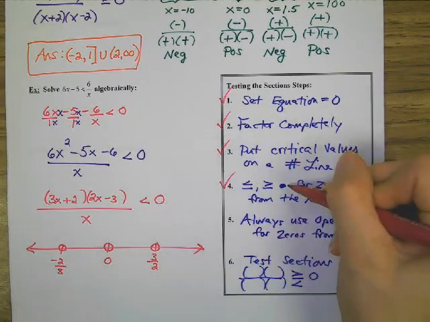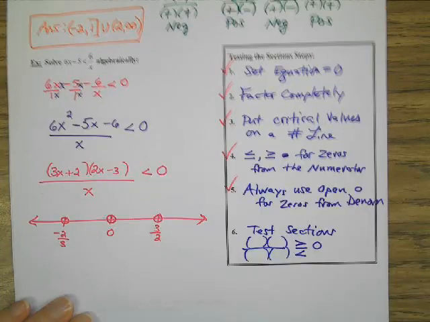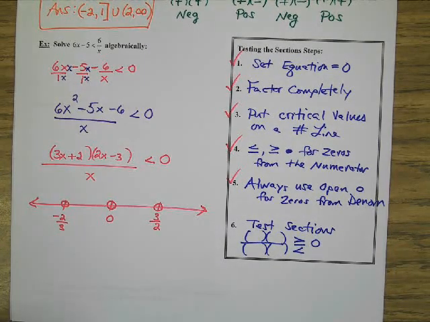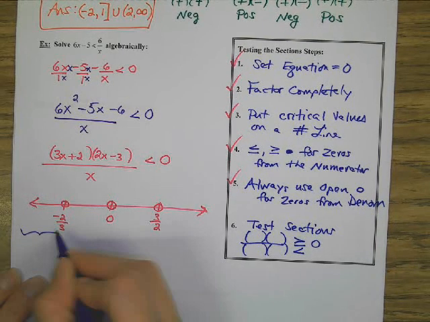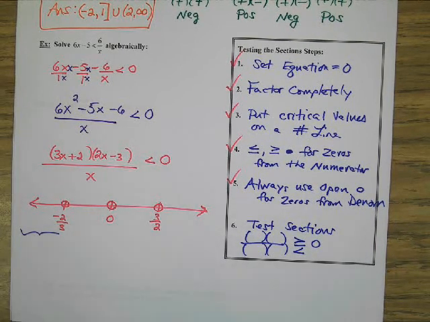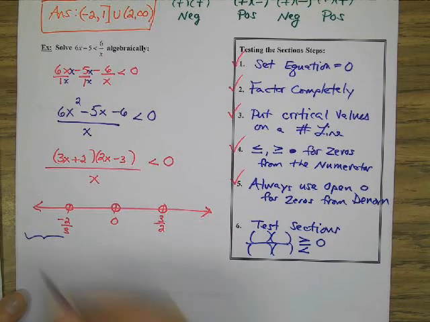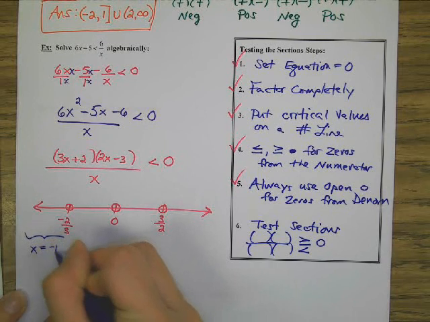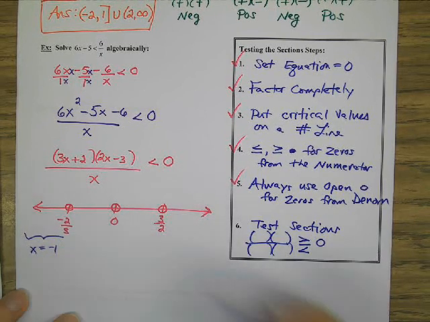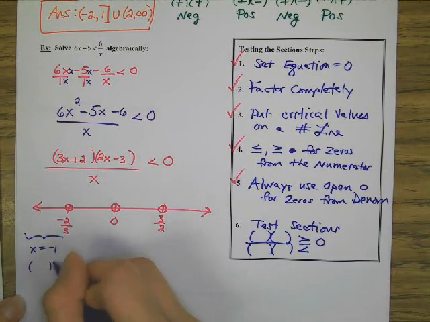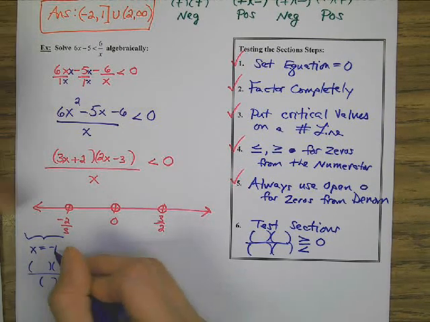And now it's time to find some good numbers right here. A number that's less than negative 2/3. I guess you could pick negative 1, right? That's less than negative 2/3. So we have 3 sets of parentheses. Negative 1 times 3, negative 3 plus 2, that comes out to be negative.